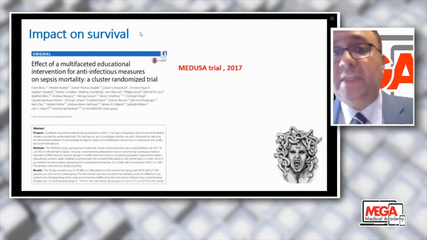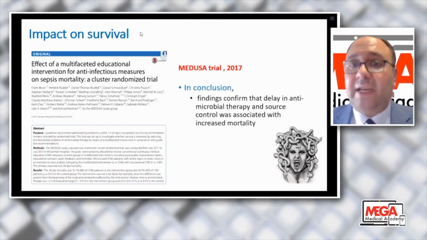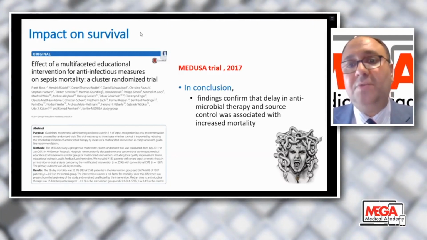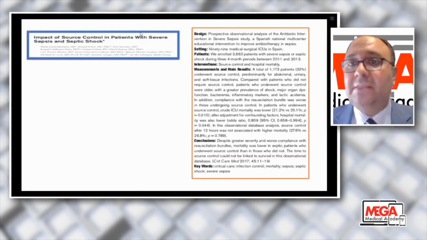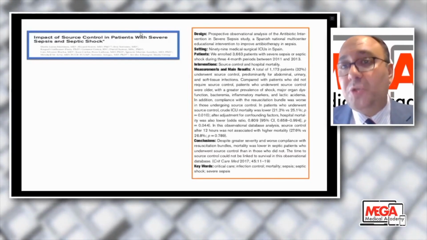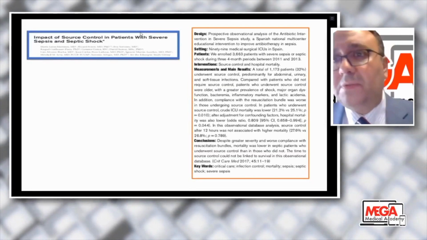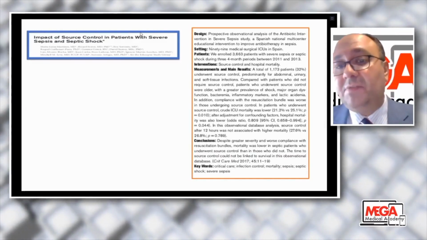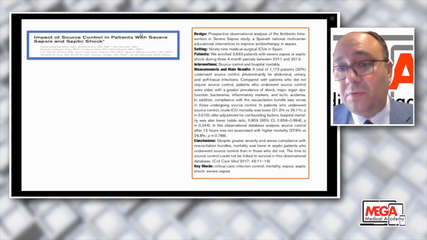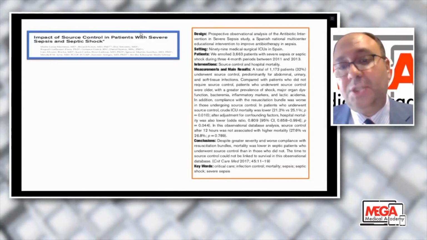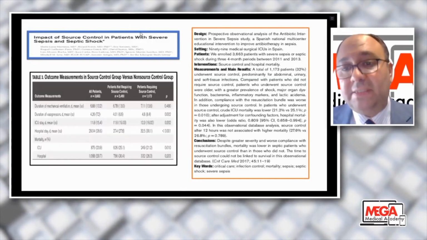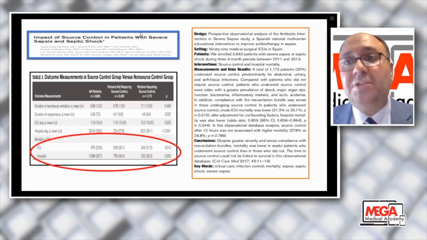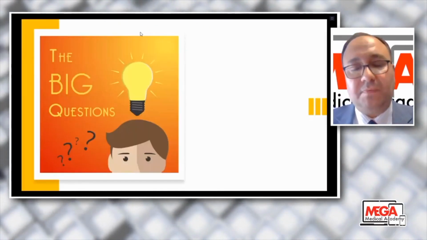He also published the MEDUSA trial in 2017. In the MEDUSA trial, he also found that any delay of the antibiotic or source control was associated with mortality. Maria Martinez published in Spain a prospective trial of about 4,000 patients. She found that despite the great severity of the condition, there was worse compliance with the resuscitation bundle. But she found a markedly decreased mortality in patients who received proper source control.